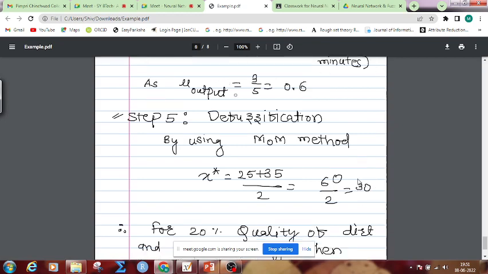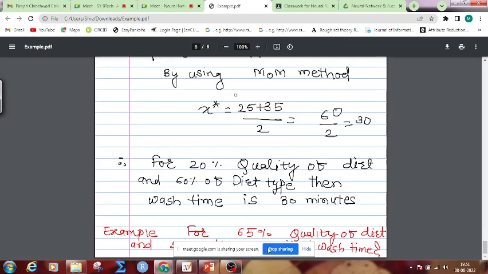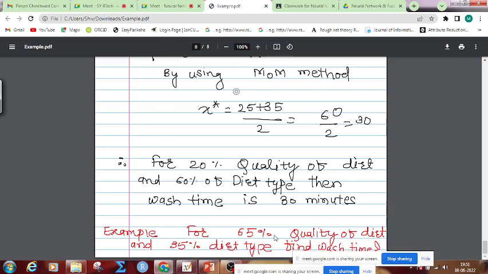Okay, have you tried this next problem? Yeah, whether you tried this problem. One more problem was given here, that is for 65% quality of dirt and 35% dirt type, find the wash time. If you have not tried, please try it once. एक वेळ फक्त सॉल्व करून बघा. It is not at all difficult. Very easily you can solve it. Exactly the same method you are using.